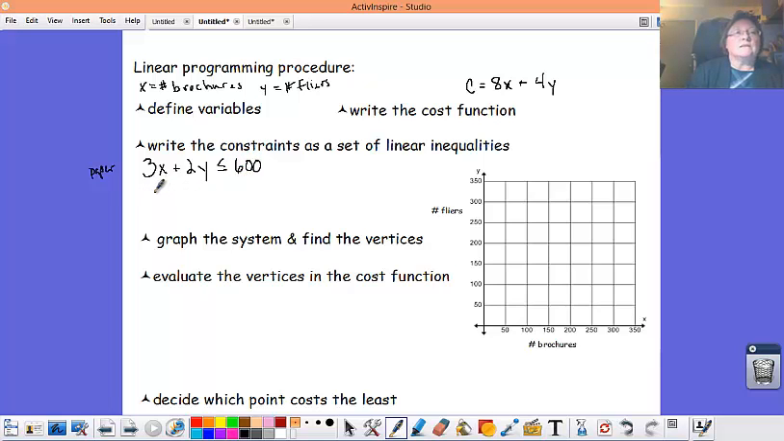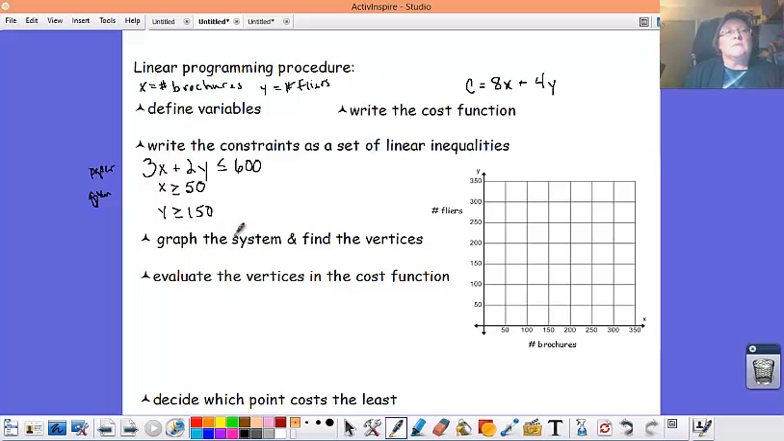That's our first constraint. Then we had some limits on the quantities of these things that we wanted. So here comes some about quantity. As far as brochures, we know we want at least 50. So it could be more than 50, but the minimum we need is 50. The flyers, on the other hand, we want at least 150 of those. And here's our system of inequalities.